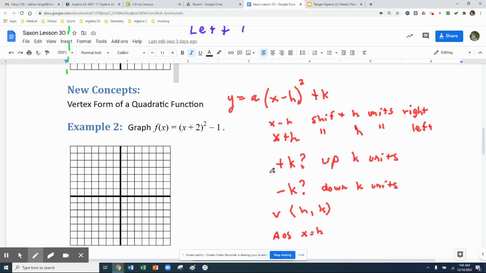So when you're seeing your x minus something, you'll see a shift to the right. X plus something, you'll see a shift to the left. If it's a plus k on the outside of your parentheses, that'll shift you up. And if it's a minus k, that'll shift you down.